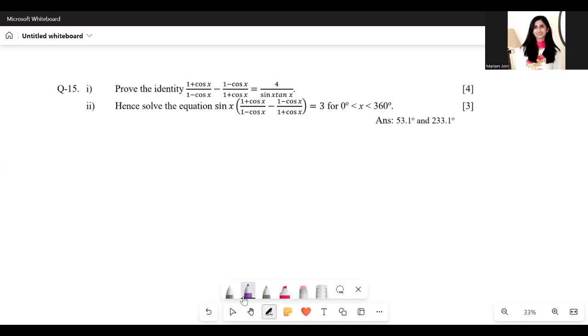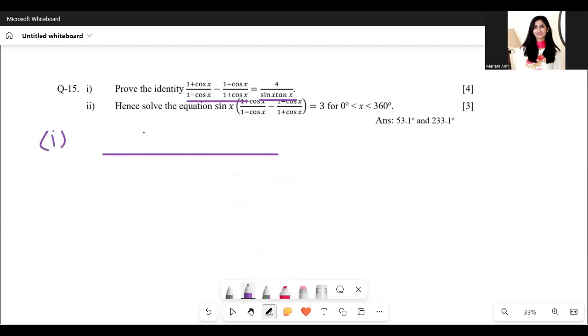The question says that we have to prove the identity. Okay, let's get started. I'm going to take the LCM first so that we have a single fraction. So the LCM is going to be 1 minus cos x times 1 plus cos x.